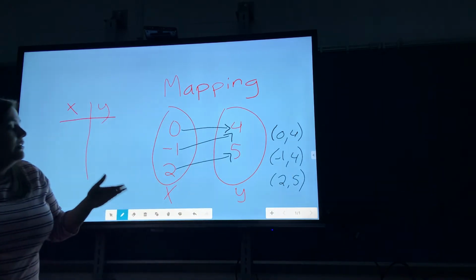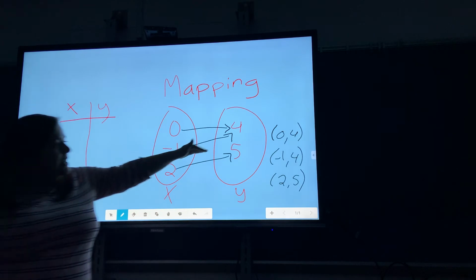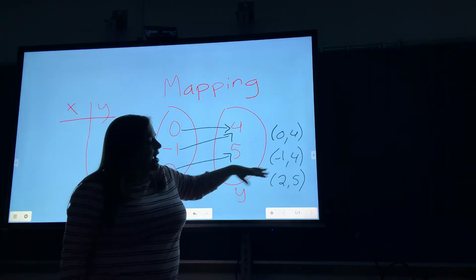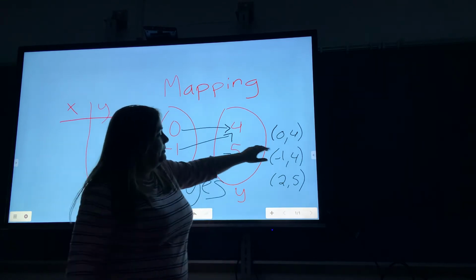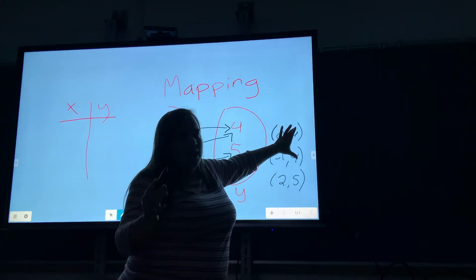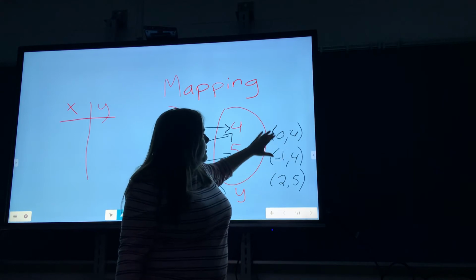Okay, so again, looking at x's, we have a 0, -1, and a 2. X's don't repeat, so yes. And yes, y's repeat, but that's okay. Y's are allowed to repeat. We're worried about x.